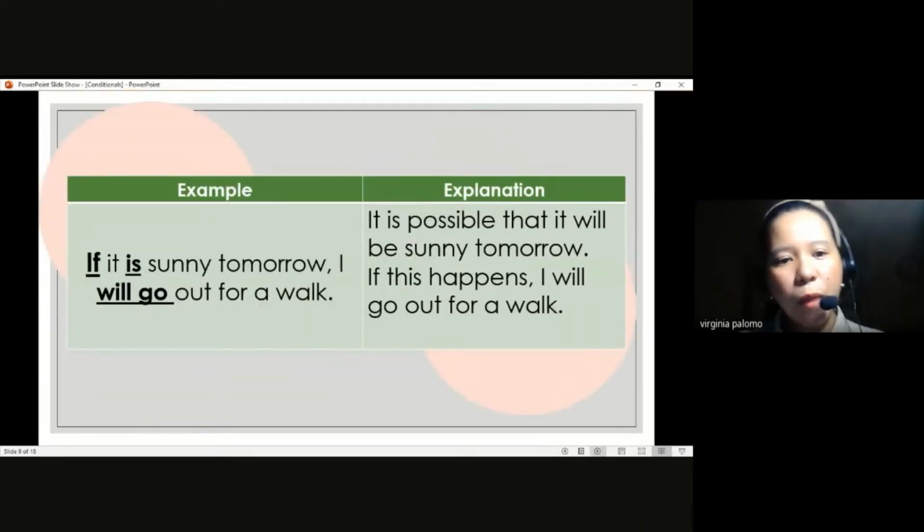So for example, we have: if it is sunny tomorrow, I will go out for a walk. And then for the explanation, it is possible that it will be sunny tomorrow. If this happens, I will go out for a walk. So I want you to take note of this. So if, and then present tense or simple present tense for the if clause. And then for the main clause, you have the subject I and then the future tense of the verb, which is will go.